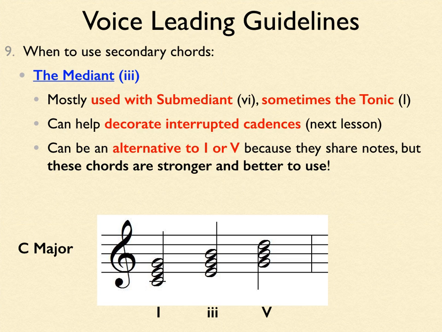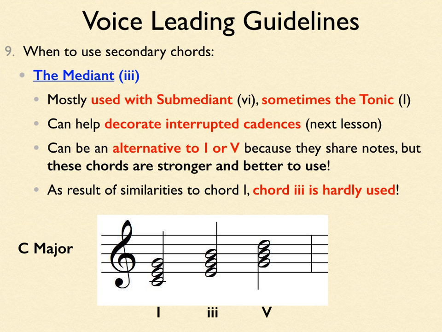Okay. So hopefully that makes a bit more sense now about why the mediant chord is considered the ugly duckling of all the triads you're going to use. It's probably the least used chord. So as a result of the similarities to chord 1, chord 3 is hardly used. Those are the two things to remember: two notes in the mediant chord already belong to the tonic chord, and the one that doesn't want to pull up. It's the leading note that's being pulled up towards the tonic chord anyway.